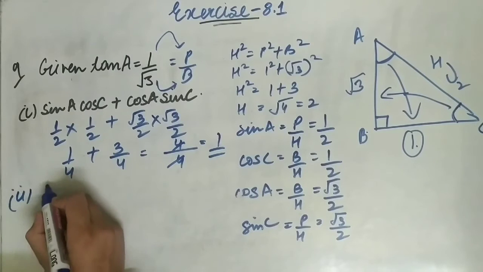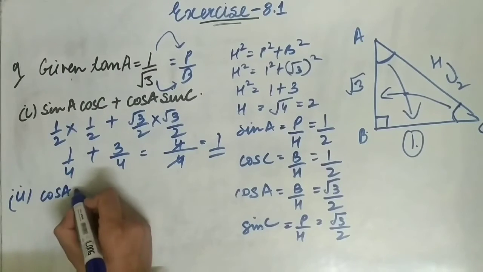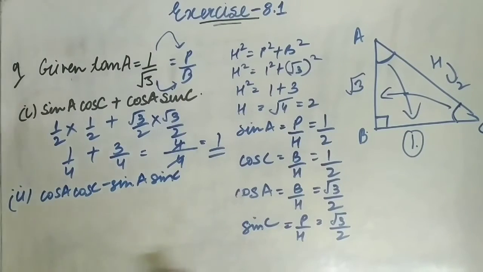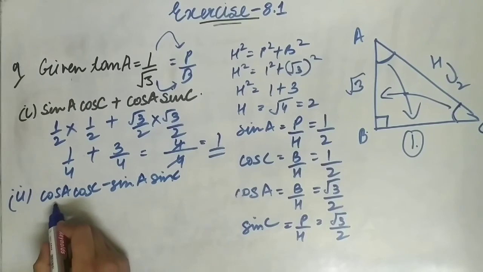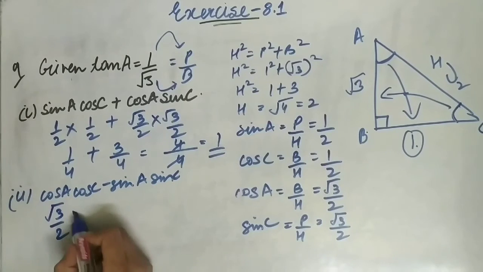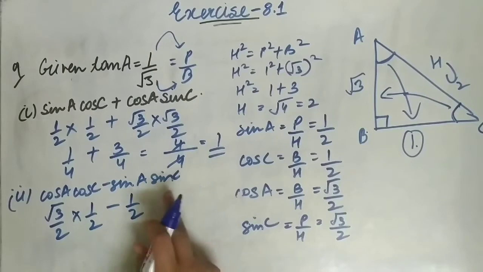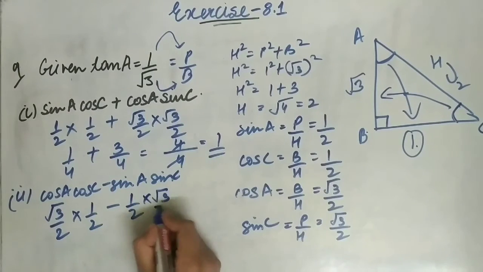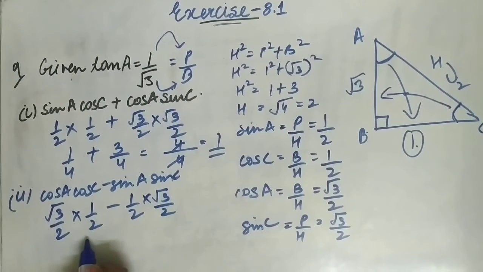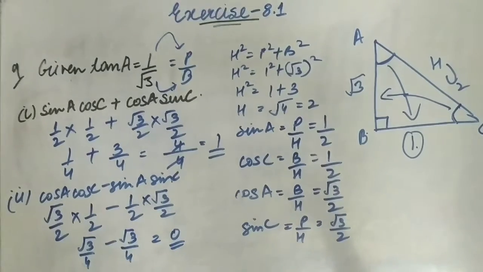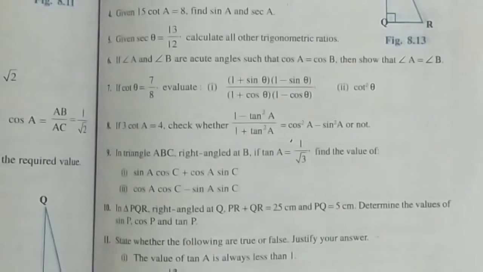Then the second part is cos A into cos C minus sin A into sin C. So we'll substitute the values from here. Cos A is root 3 by 2 and cos C is 1 by 2, minus sin A is 1 by 2 and sin C is root 3 by 2. This will be root 3 by 4 minus root 3 by 4, which will be equal to 0. So this is our answer. So now let's move further to question number 10.